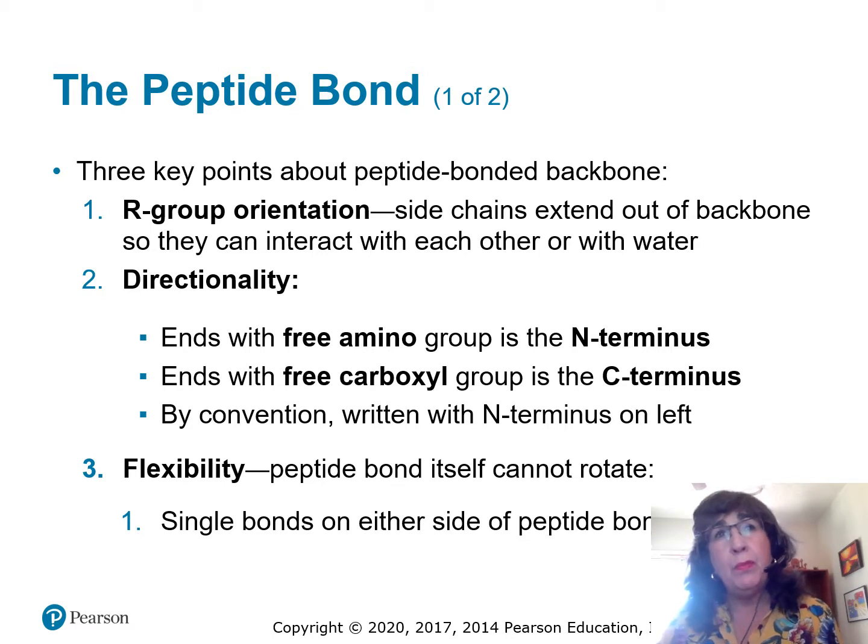The third important point when we start stringing amino acids together is that all of a sudden there's a lot of flexibility. It may not be in the peptide bond itself, but it's in the single bonds next to the peptide bond. And that's why proteins have such diverse roles and diverse shapes.